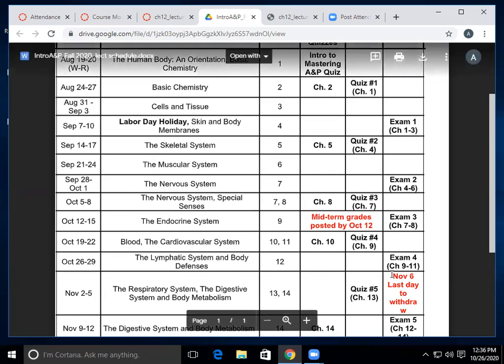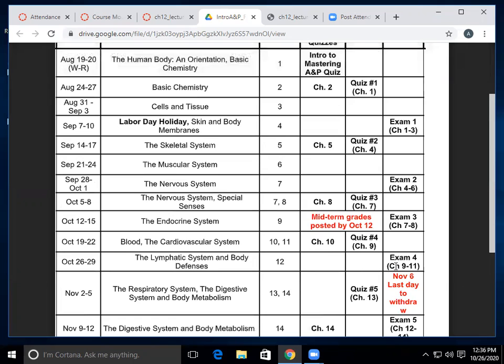All right, so this week you'll have an exam over chapters 9, 10, and 11. Okay, so that would be endocrine system, blood, and cardiovascular system.